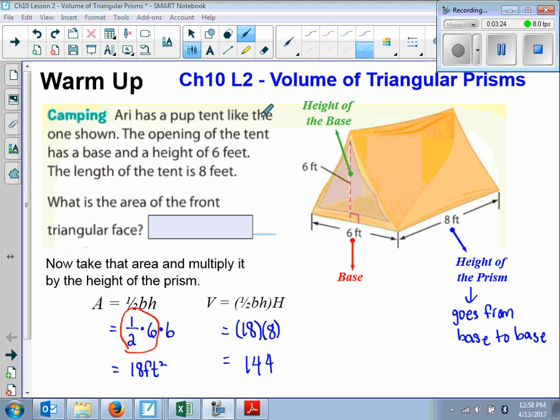And now, because we're looking at volume, what are my units going to be? Feet cubed. Very good. Feet cubed. Don't forget that because we're looking at volume, the units are cubed. Okay? But area, it is squared.